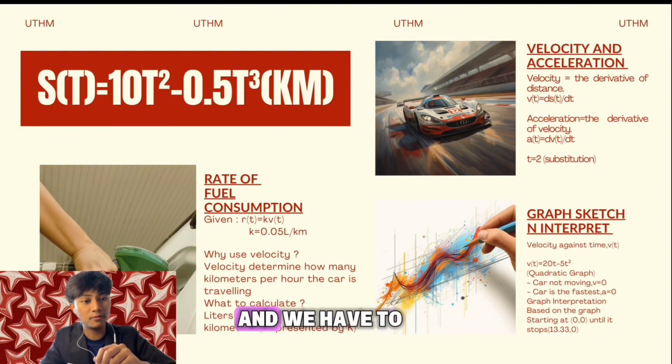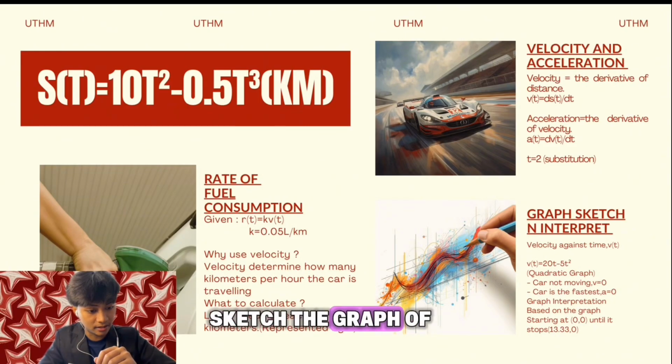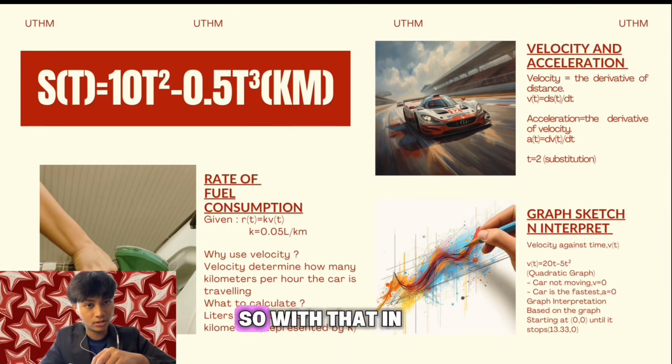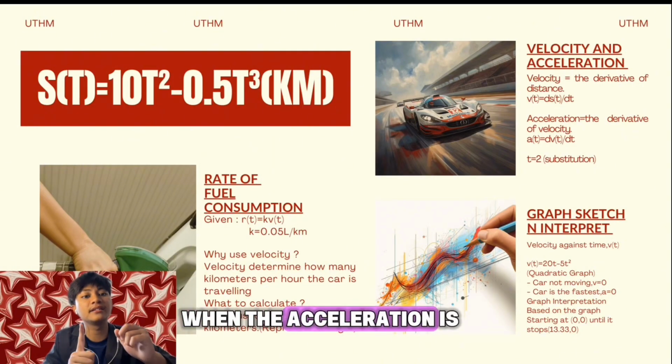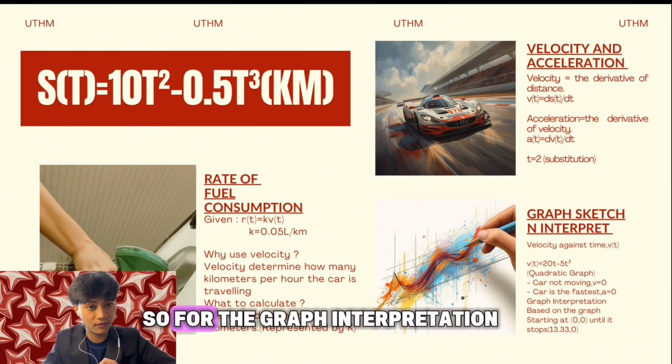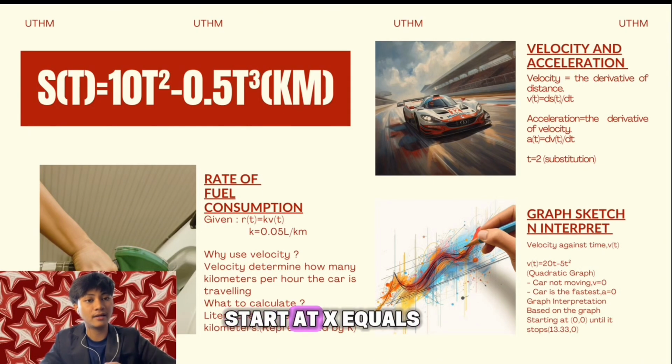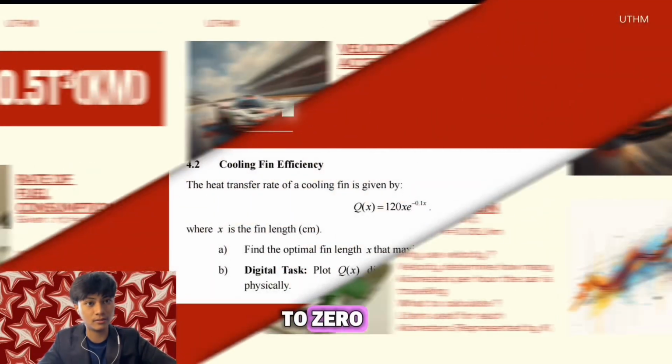For the third question, we have to sketch a graph. It is stated here that we have to sketch the graph of velocity against time. So we have to use the velocity equation that we got from the previous question, and by referring to that, we can conclude that we have to draw a quadratic graph. We can say that the car is not moving when velocity equals 0, and the car is the fastest when the acceleration equals 0. For the graph interpretation, we start at x equals 0 and y equals 0, until it stops at x equals 30.33 and y equals 0.